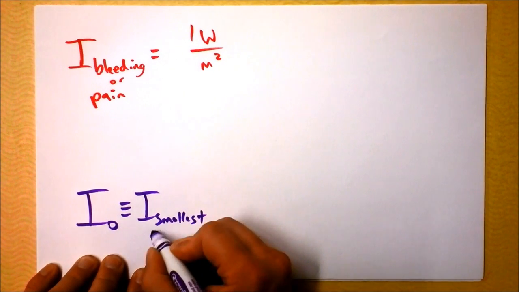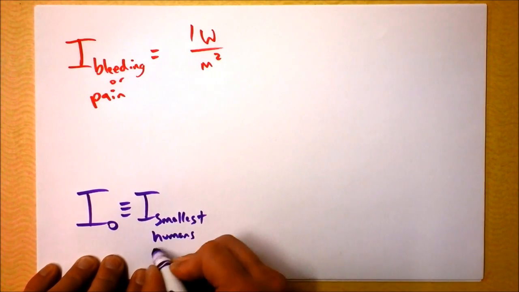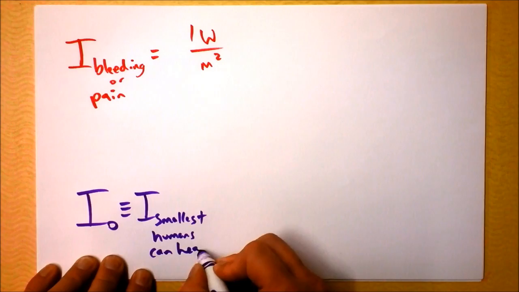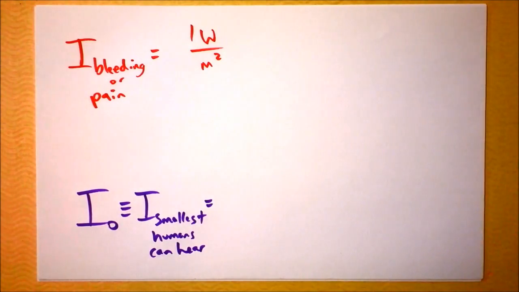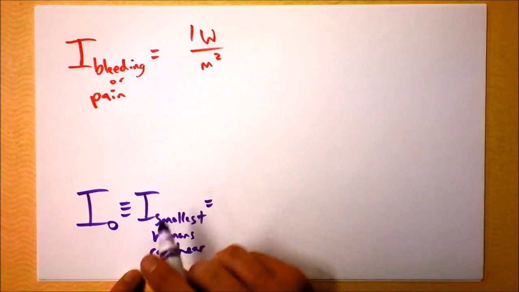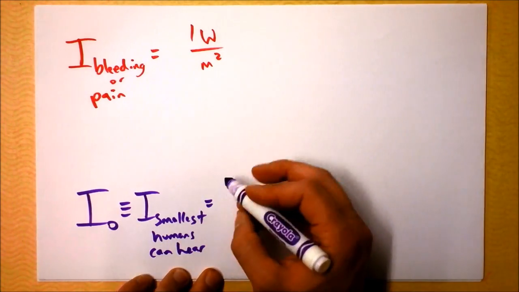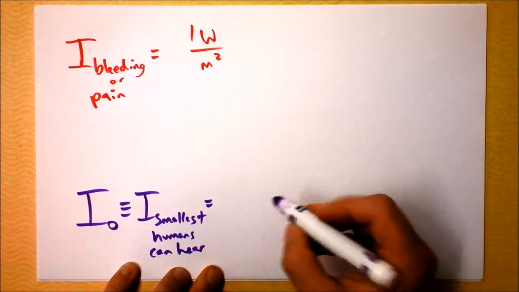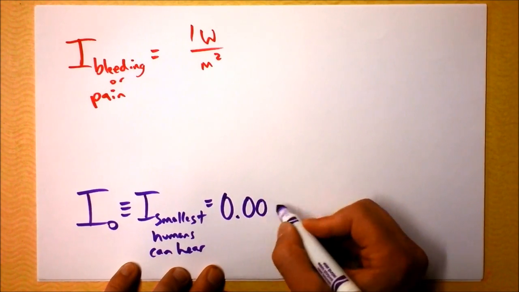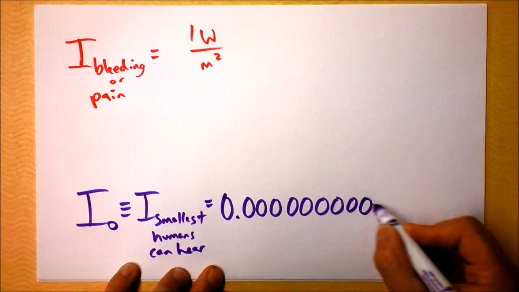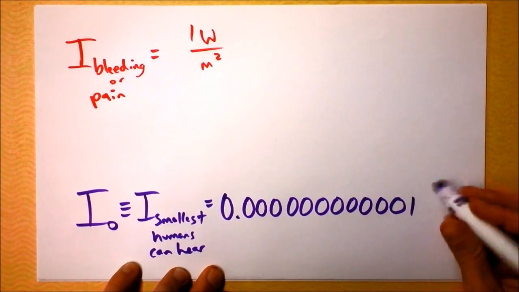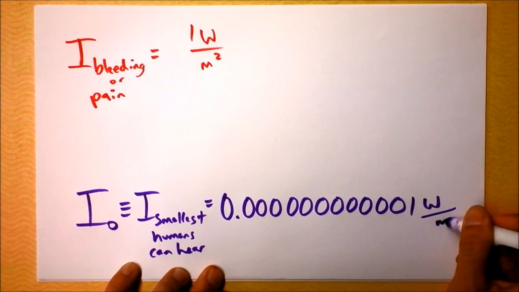intensity humans can hear. It's not a fundamental number by any means. It's just the tiniest vibration that you can possibly hear. The ear is fantastically amazing. And the smallest intensity that you can hear is 0.00000000001 watts per square meter.